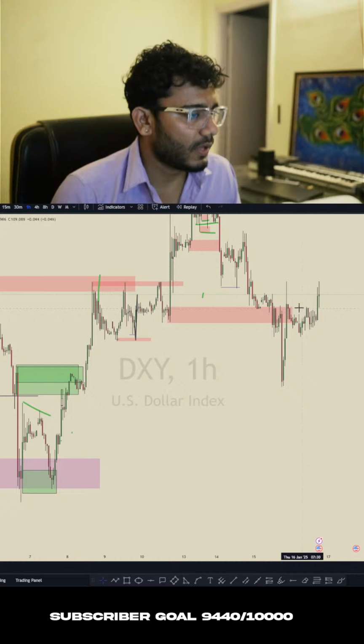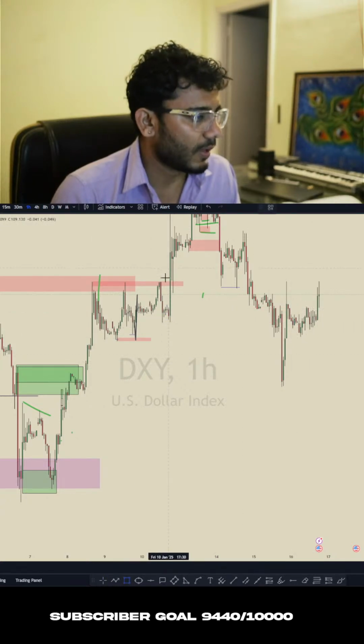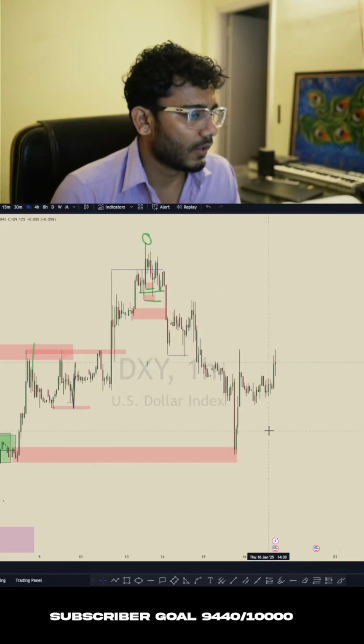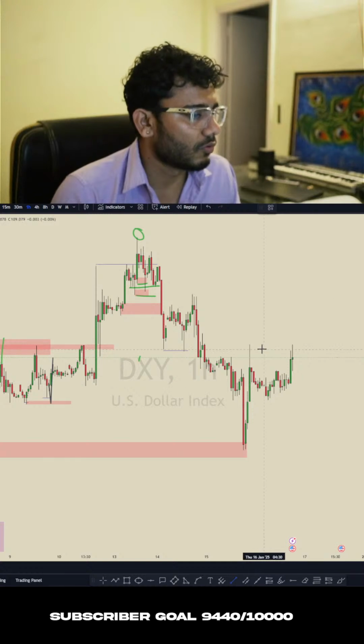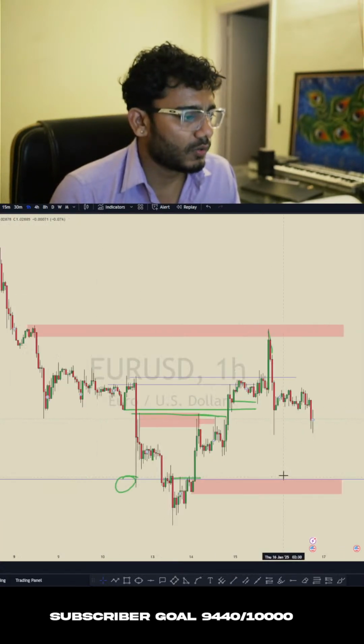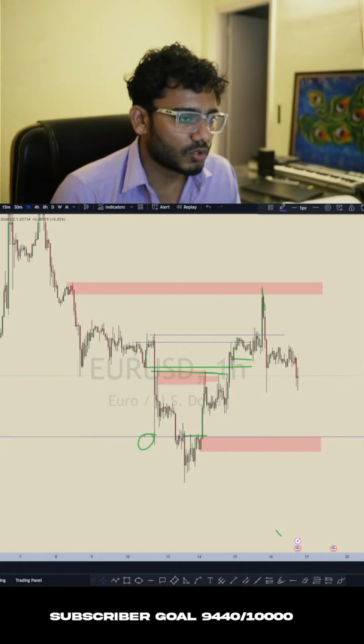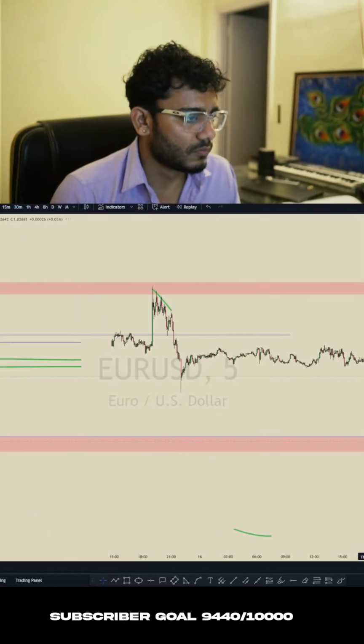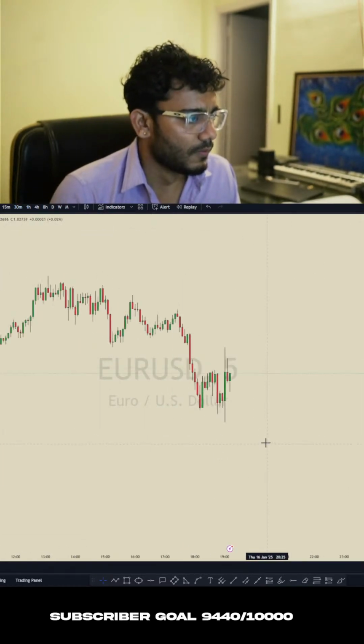So on DXY we can see price has tapped this order block and I think price will continue to the upside. So maybe we can see Euro USD going to the downside. So we will be looking for shorts on USD pairs.